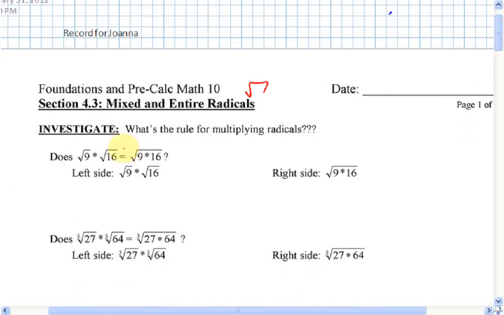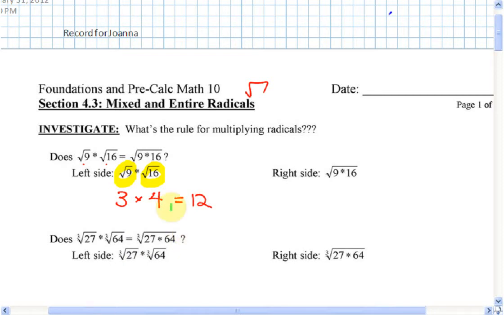I'm going to ask you the following. Does root 9 times root 16 equal root 9 times 16? Let's look at the left side first. The left side is root 9 and root 16. What's root 9? 3. Good. What's root 16? 4. What's 3 times 4? 12. So the left side equals 12.